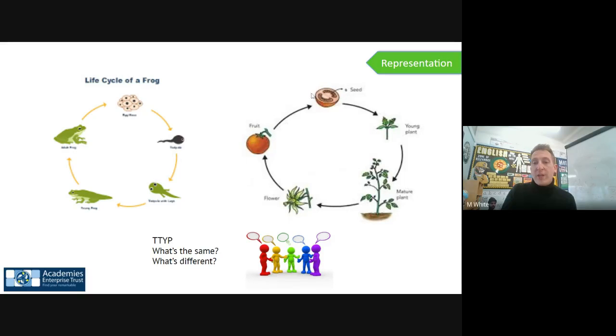And then obviously those seeds can be planted and the cycle starts all over again. That's why it's called a cycle, because it is an ongoing process. The same as the life cycle of a frog. We get frog spawn, tadpoles, froglets, which obviously grow into adult frogs, which then lay more frog spawn, and the cycle starts all over again. Okay, so what similarities and what differences are there between those two things?